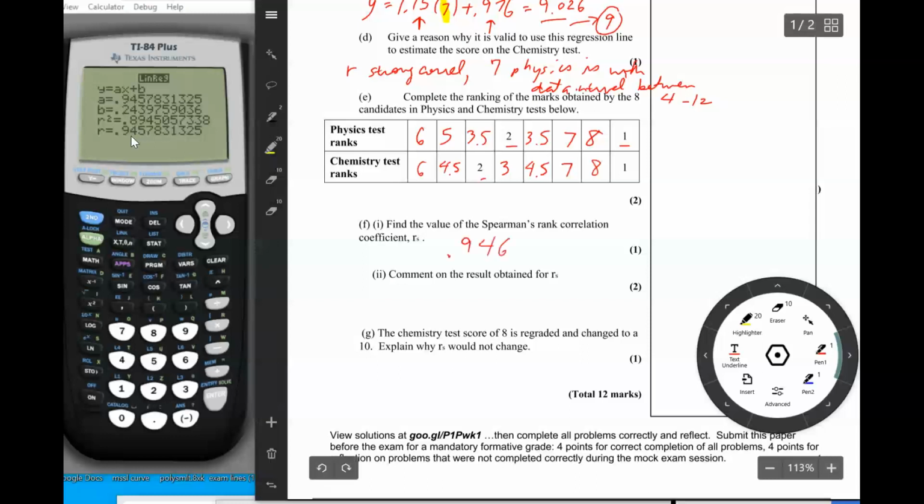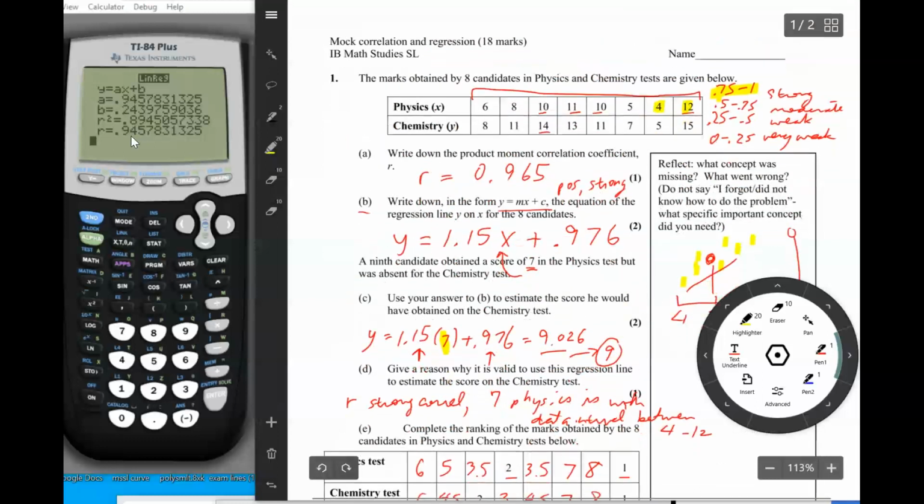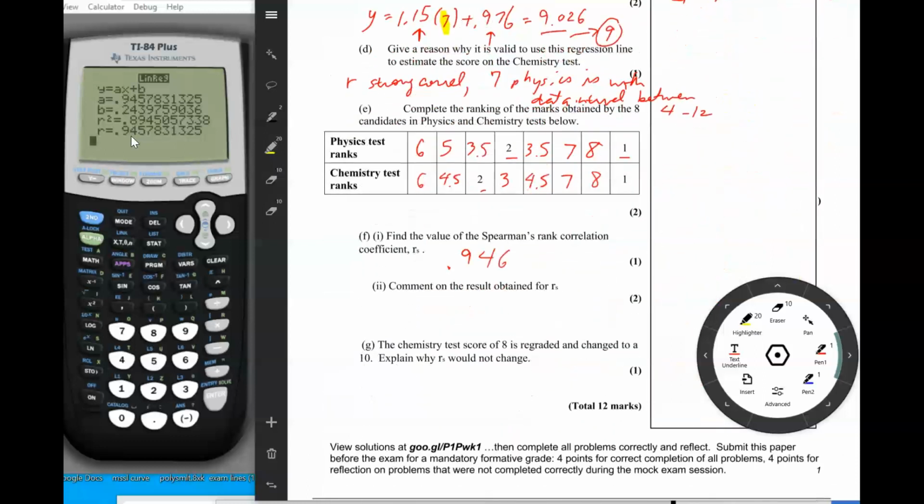And now we comment similarly to the way we commented before. We look at the value 0.946, and we look at this table. We can see the 0.946 is clearly strong. So we'll say it's a strong correlation. And we also need to say if it's positive or negative. This one, of course, is positive.